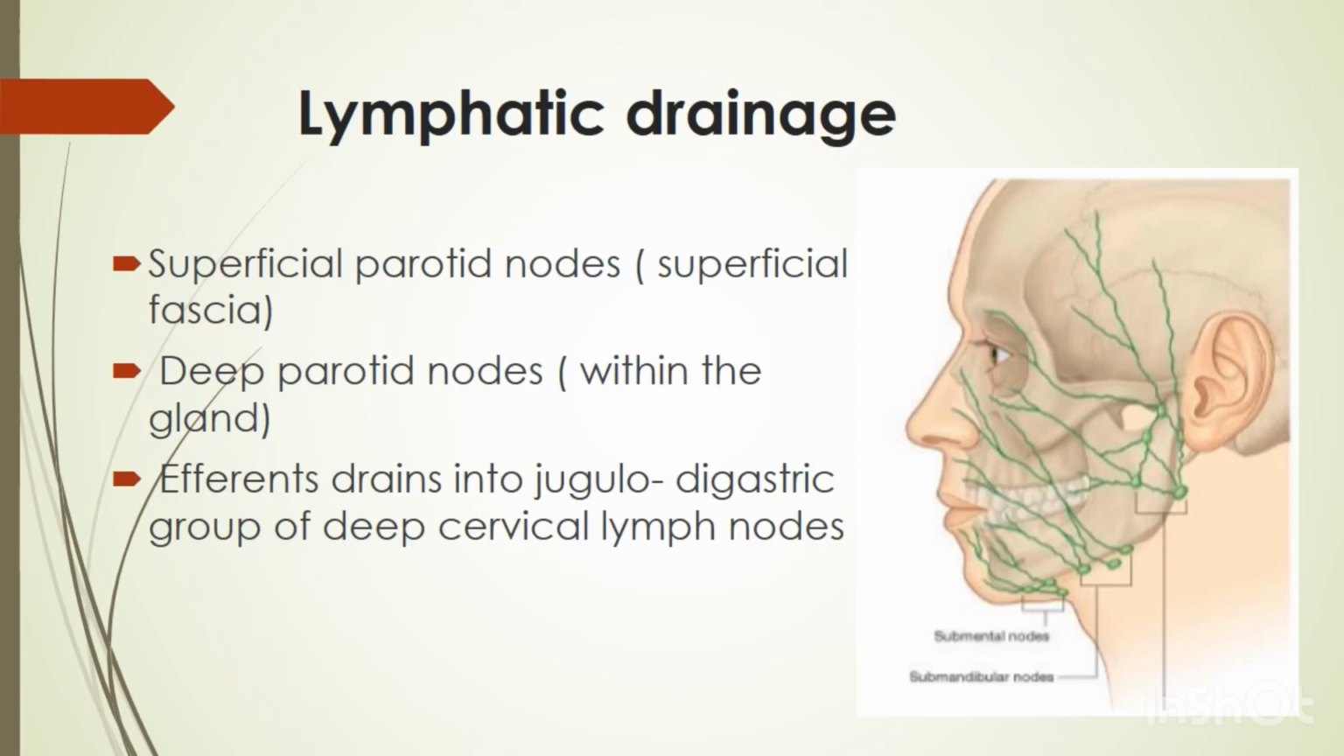Now the lymphatic drainage. It drains into two groups of lymph nodes, the superficial parotid nodes and deep parotid nodes. The lymph from the superficial fascia is drained into the superficial parotid nodes, and the lymph within the gland is drained into deep parotid nodes. Efferents drain into the jugulodigastric group of deep cervical lymph nodes.